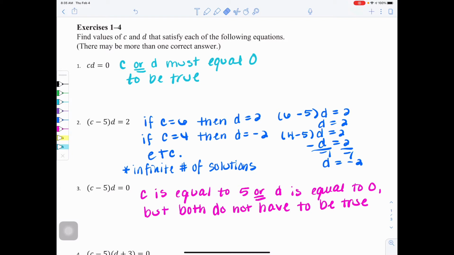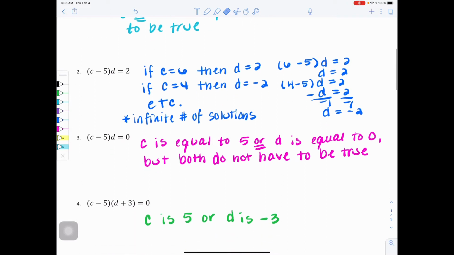In number 2, you have C minus 5 times D equals 2. So you're looking for combinations of C's and D's that will work. For example, if C was 6, D would then have to be 2 in order for the equation to equal 2. If C was 4, so 4 take away 5 would be -1, D would have to be -2 in order to make the equation true. So you can keep doing this pattern and actually find an infinite number of solutions.